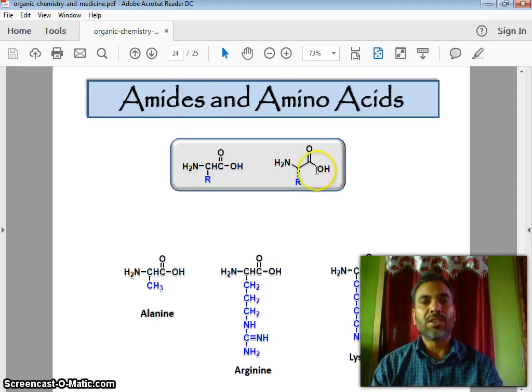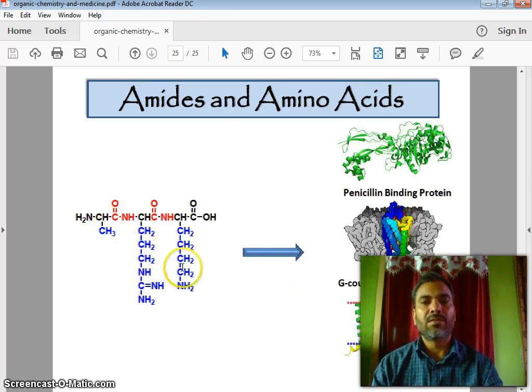So amide and amino acid. Now you look, this is your COOH NH2, COOH NH2. So alanine, arginine, and lysine. You see. So penicillin binding protein, G coupled protein receptors, and sodium and potassium channels. So if you have here, you have the amide, you see, and amides and amino acids. Now this is the biological penicillin binding protein, G proteins and sodium potassium channel.